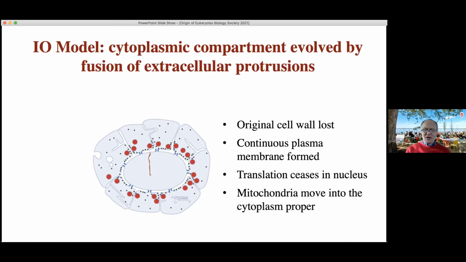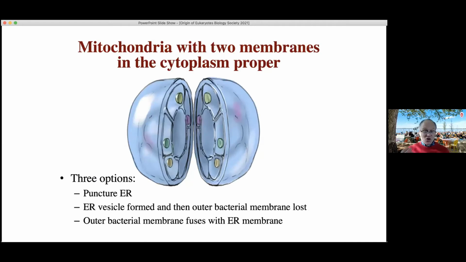So there are three ways we can think of that you could end up with mitochondria being fully inside the cytoplasm. The first possibility is that the ER is punctured and they sort of get in, and the ER that they were in is no longer there. The second possibility is that they are still effectively in a little outer layer of ER, and one of the membranes, presumably the outer membrane, was lost. And the third possibility is some kind of fusion where the outer membrane of the bacterium and the membrane that was the ER membrane, the host membrane, became one in some way.